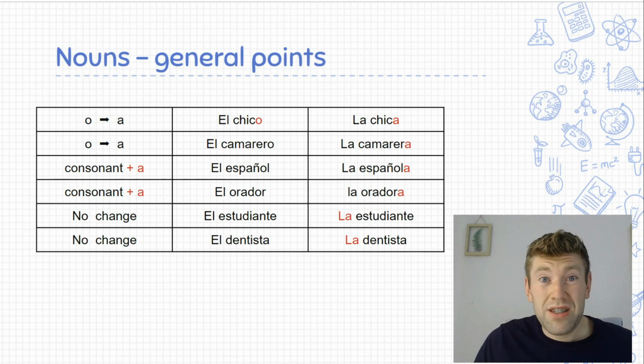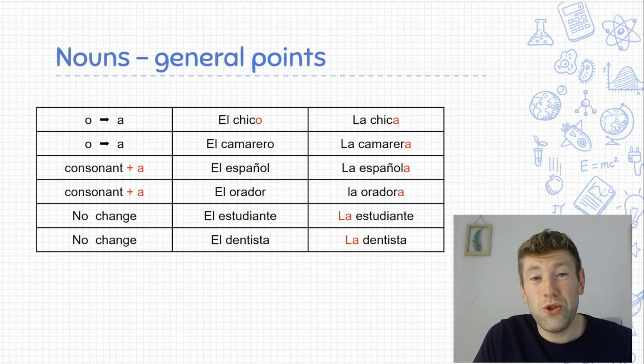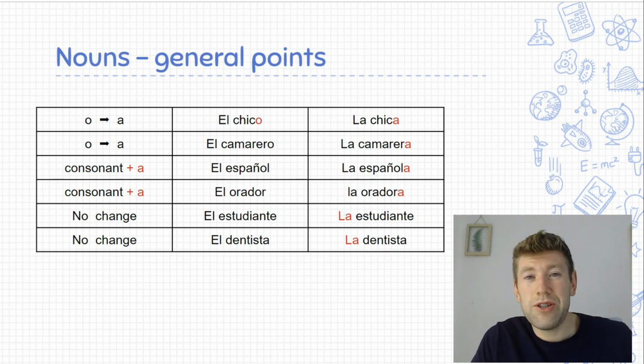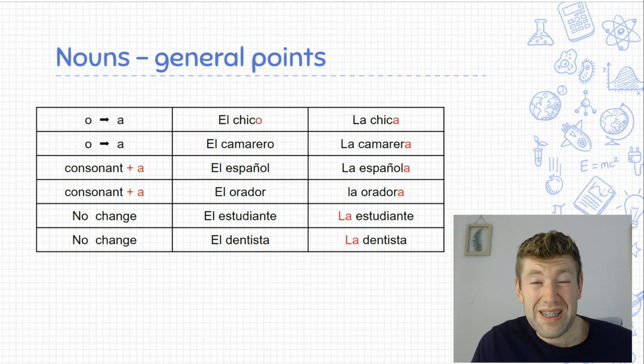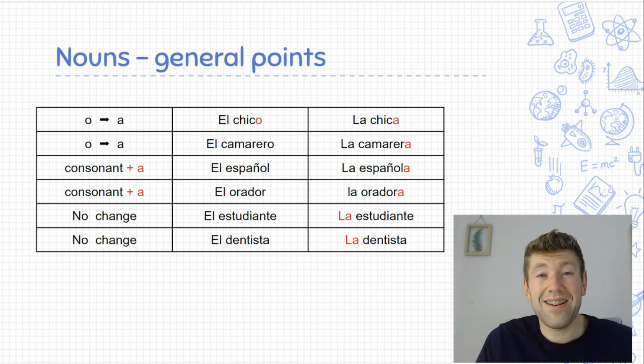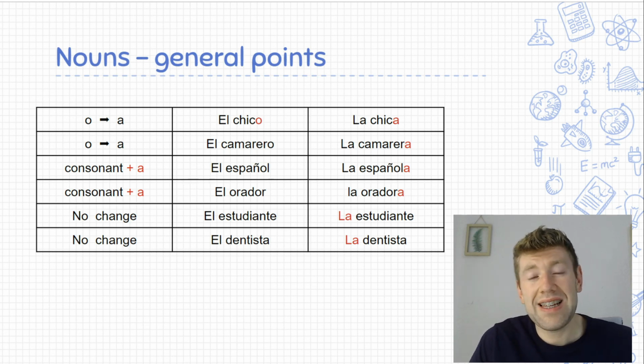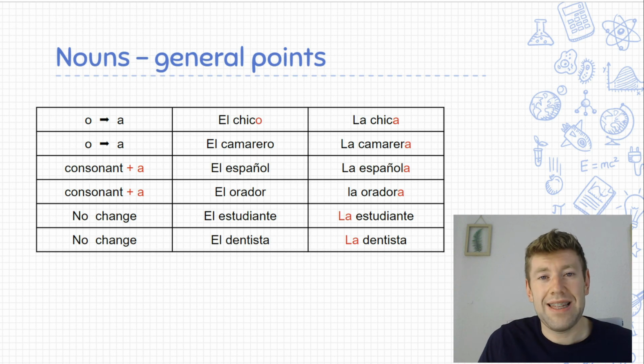Some other ones don't change, we just change the article. So for example, for student, you could say el estudiante, which would be the male student, and la estudiante, the female student. Other examples are things that end in ista. So for example, futbolista, footballer, or dentista doesn't change. So the male dentist is el dentista, the female dentist is la dentista.